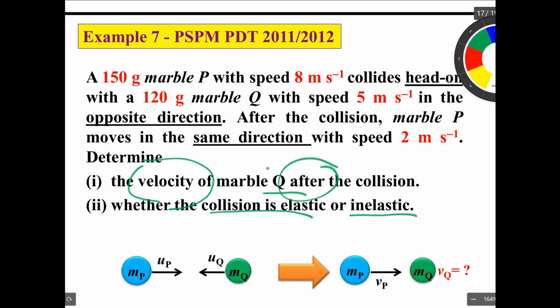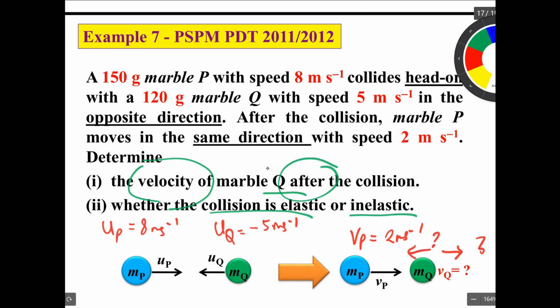So, kita dah dapat tahu kat sini. UQ kita adalah negatif lah. Sebab direction dia to the left. Negatif 5. UP kita is equal to 8 meter per second. Okay. And then VP kita adalah positif. VP to the right. 2 meter per second. And VQ kita tak tahu. Either dia bergerak ke kanan ataupun ke kiri. Kita tak tahu lagi kan. So kita carilah. Okay.